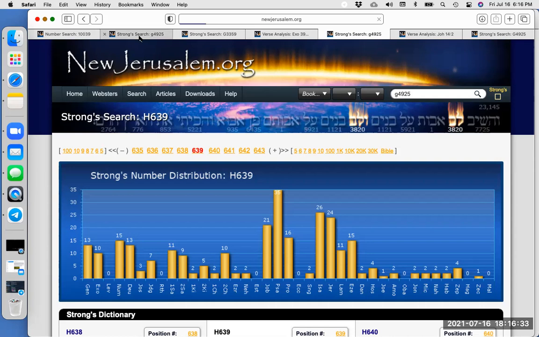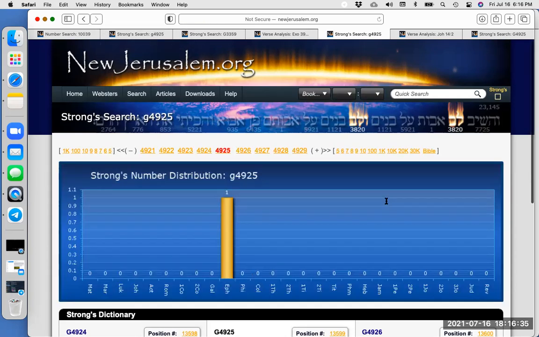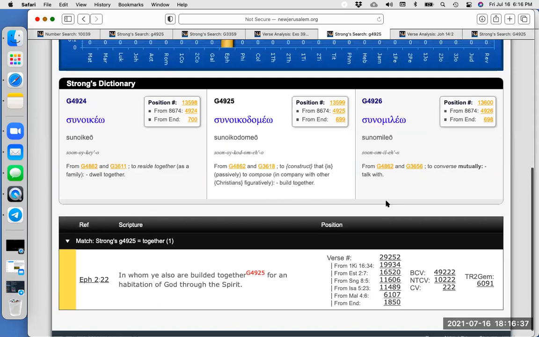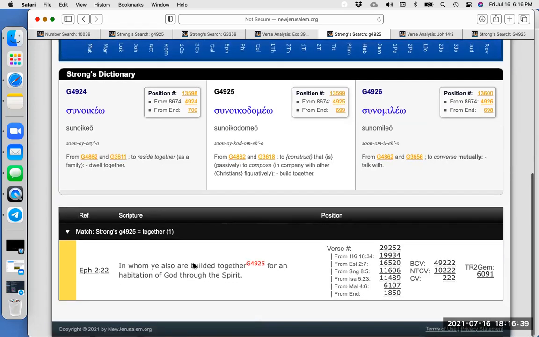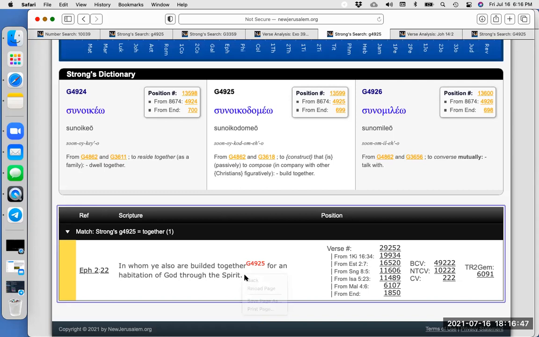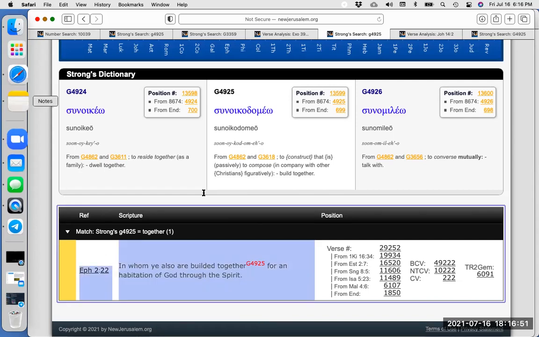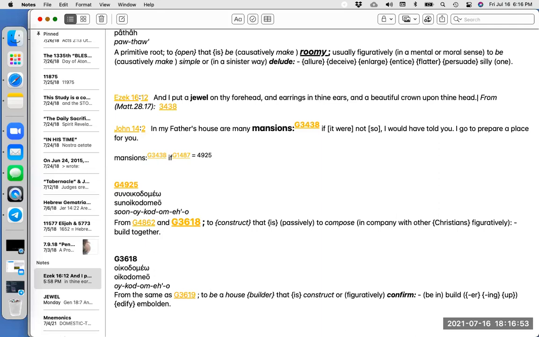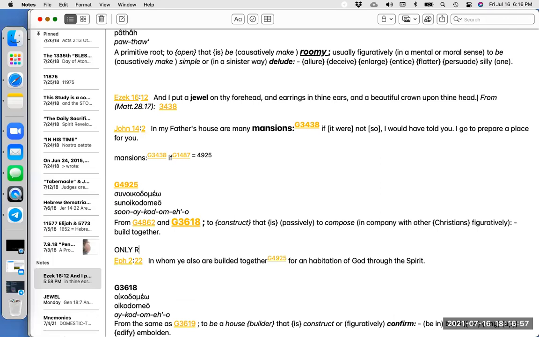Not moving for me. There we go. Okay. In whom you are also builded together for an habitation of God through the Spirit. That's a goody there. I'm going to keep that. The only reference. You'd say only reference, right? That's very fitting with the mansion.